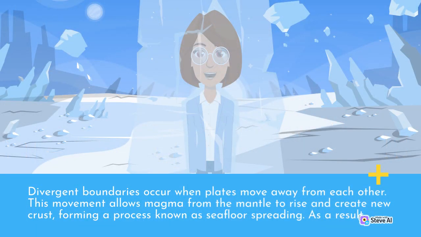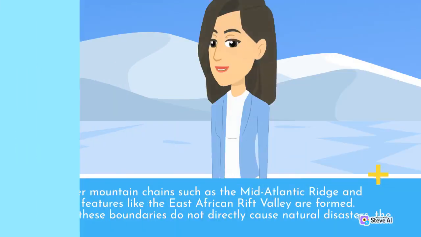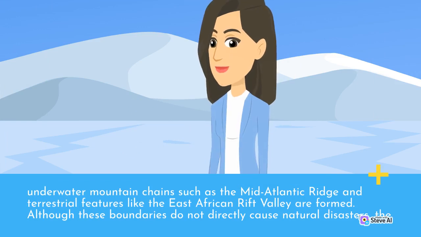Divergent boundaries occur when plates move away from each other. This movement allows magma from the mantle to rise and create new crust, forming a process known as seafloor spreading. As a result, underwater mountain chains such as the Mid-Atlantic Ridge and terrestrial features like the East African Rift Valley are formed.